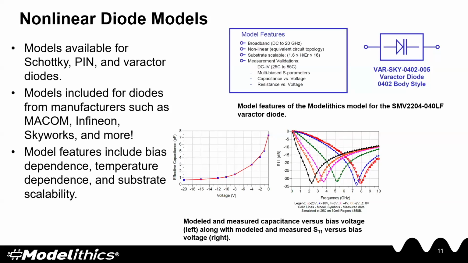If you look on the bottom, you'll see the modeled and measured capacitance versus bias voltage. And it's showing you on the left, and on the right, it's showing you the S11 versus the bias voltage. So if you look on the graph on the left, where it's showing the effective capacitance for bias voltages ranging from -20 to 0 volts, you see how the capacitance varies accordingly. And then on the right, we're showing S11 for bias voltages ranging from -20 to 0 volts. And again, you see how the S11 changes as we vary the bias voltage.